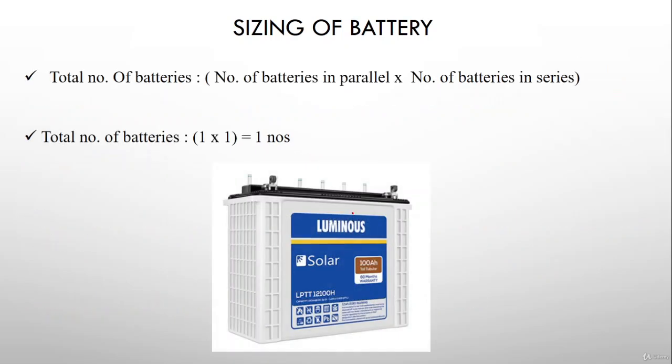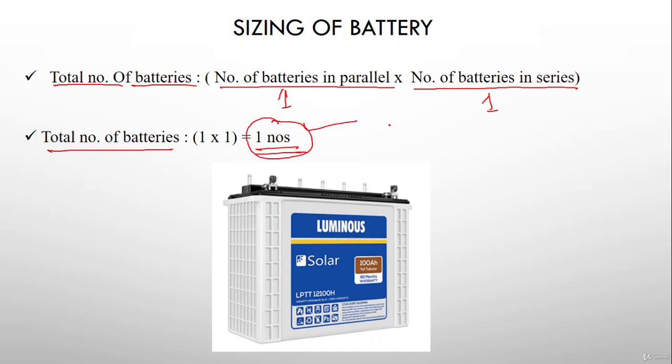Once we know how many batteries we can connect in parallel and in series, we can calculate the total number of batteries required to be purchased, which is the number of batteries in parallel multiplied by the number of batteries in series. We have one battery in parallel and one battery in series, so the total number of batteries required is only one. This battery can satisfy the needs of the consumer and the corresponding hours requirement. For that purpose, we can go for the Luminous battery of 100 ampere hour, which is a 12 volt rated battery.